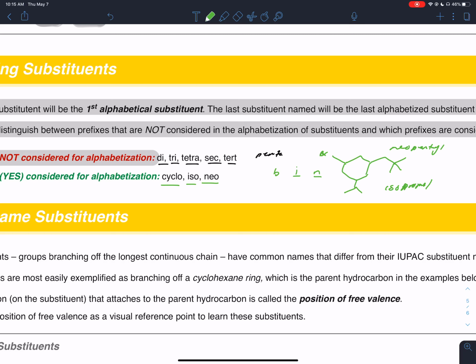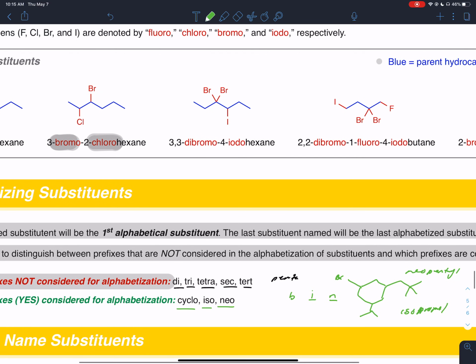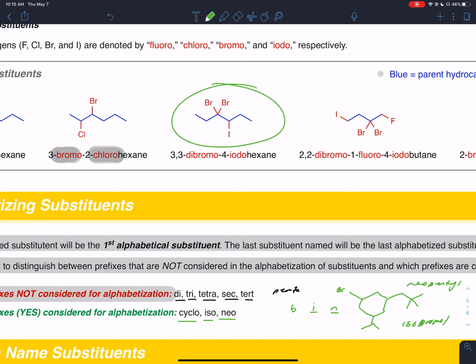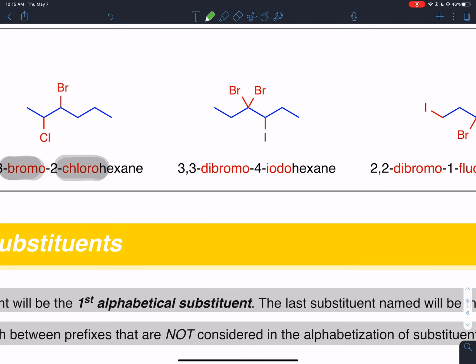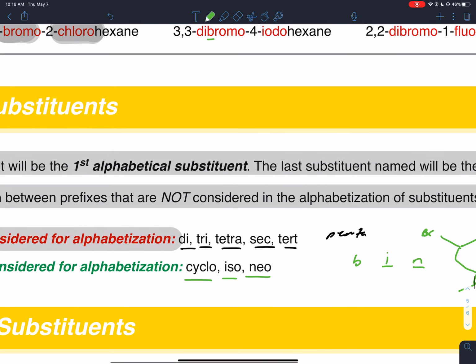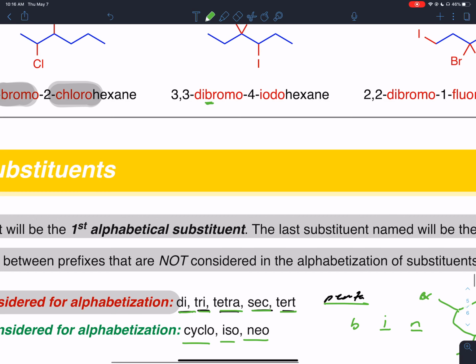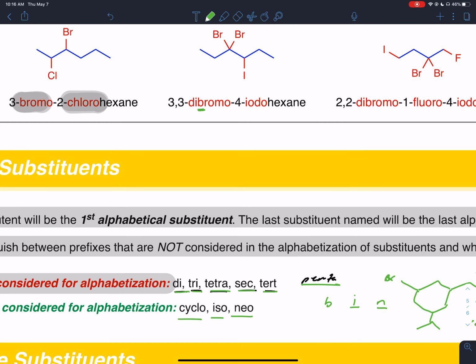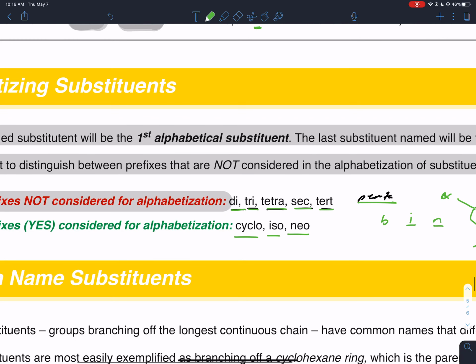But if we scroll up here a little bit, we see this compound with two bromines, and it is the case that the alphabetization is given to the B, not the D of the dibromo part, okay? Again, di, tri, tetra, sec, tert, and even penta are not considered for alphabetization, so you look for the letter that comes after those prefixes. But again, the prefixes cyclo, iso, and neo are considered for the alphabetization of a substituent.